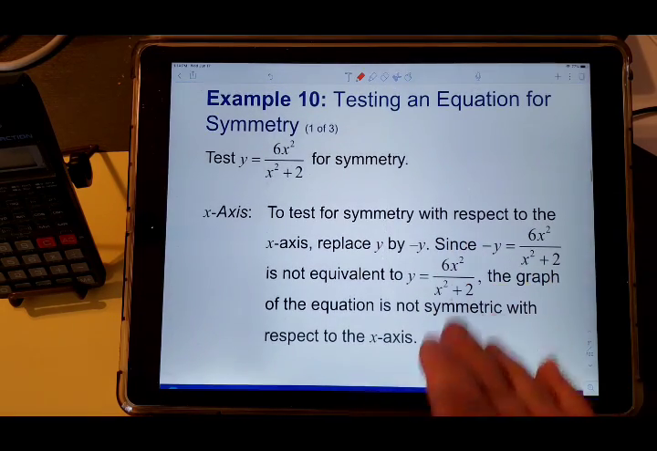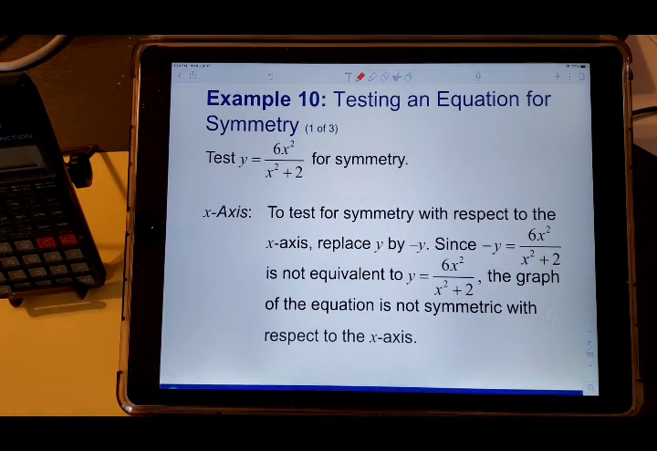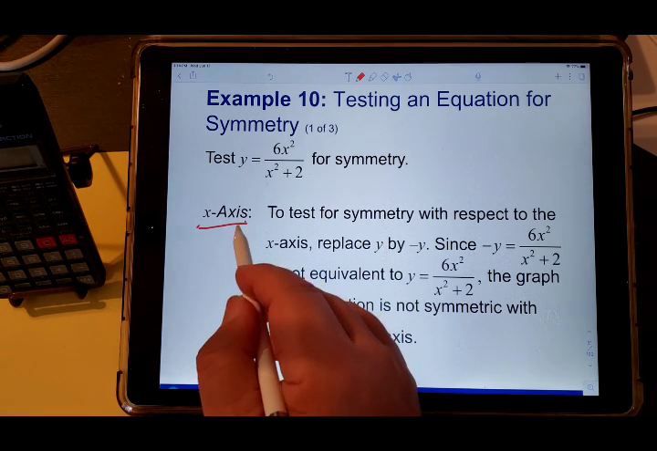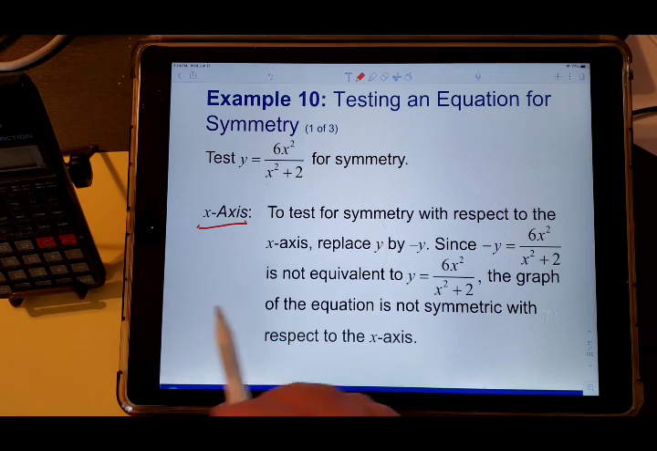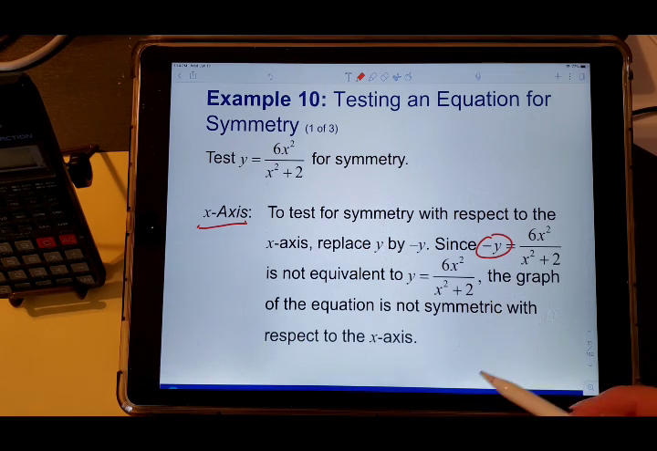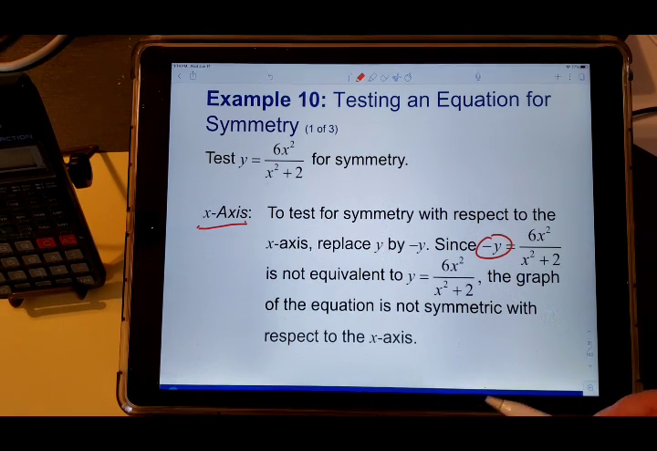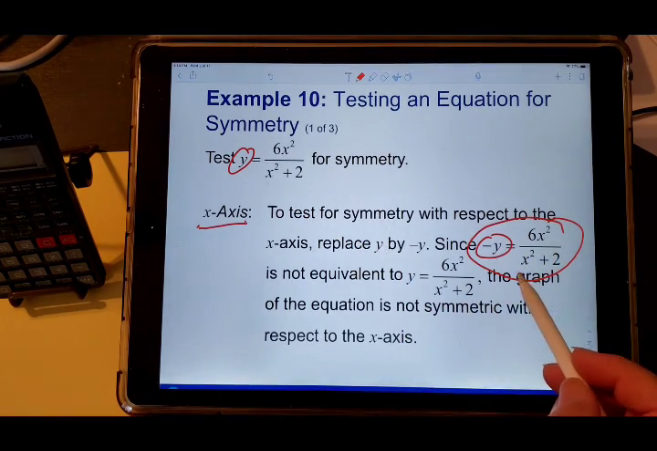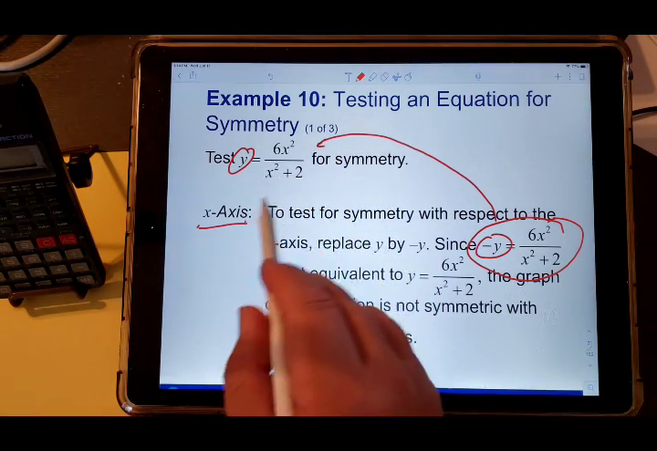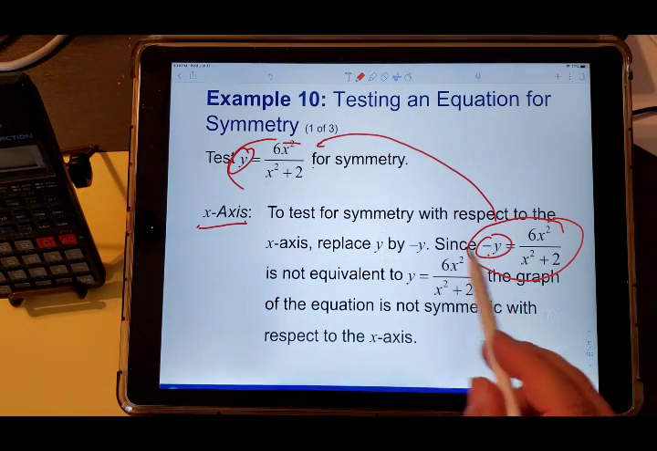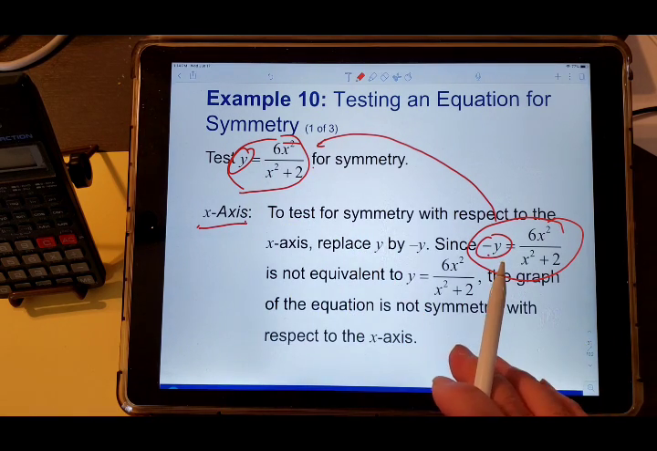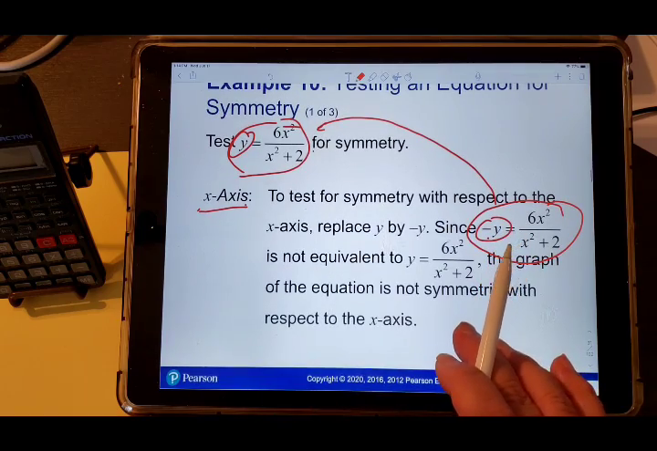So here's a problem where they're going to test for symmetry. What are they going to do? For the x-axis, remember, they're going to replace y with minus y and see if you get the same exact equation. And you don't, because this equation with y replaced with minus y is not the same as the original equation. This has a minus sign that doesn't go away. This one doesn't have a minus sign in it. They're not the same. So that means the graph is not symmetric with respect to the x-axis, which might help us in terms of graphing.